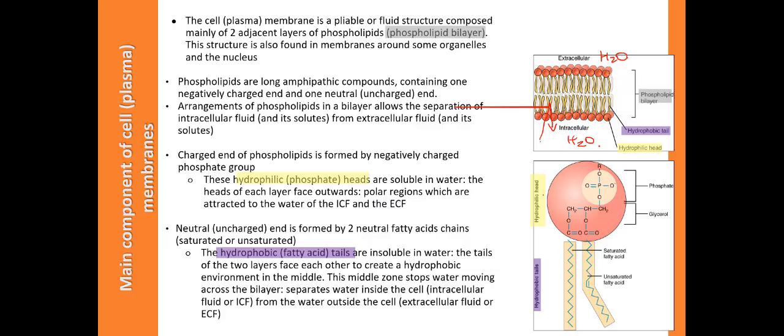This property of phospholipids, where you have a hydrophilic end and a hydrophobic end, makes it amphipathic, right? The word amphipathic means that it's got a charged hydrophilic end and an uncharged neutral end. And as I said, the arrangement of the phospholipids in a bilayer allows separation from the water outside the cell, the extracellular fluid, from the water inside the cell, the intracellular fluid.